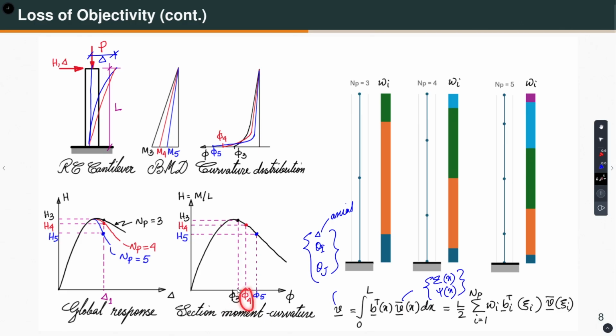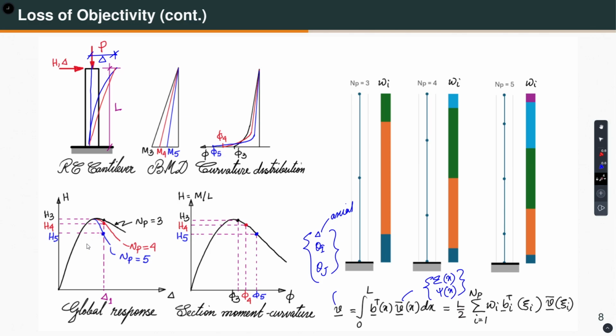Now, corresponding to this curvature and this moment, where are we on the global force displacement response? We are here. This lateral force must be smaller than the previous case, because we have increased the curvature, which is a consequence of the reduction in the integration point weight. Similarly, for this case we have gone to the right further. So, this is phi 5, and this force has reduced further.